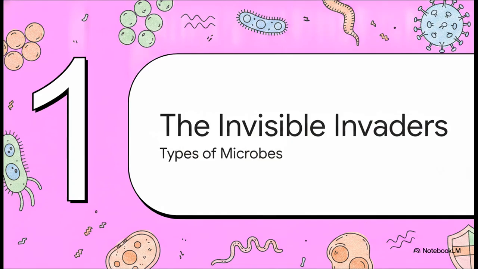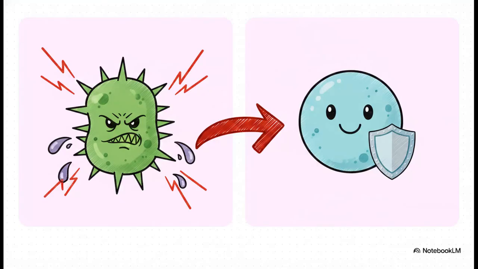Section 1. The Invisible Invaders. Okay, let's dive into this. We need to draw a sharp contrast right off the bat. On one side, we have our pathogenic microbes, the bad guys that invade hosts, damage tissues, and produce dangerous toxins. But it's vital to remember that not all microbes are out to get us. On the other side are non-pathogenic microbes. These are the good guys, or maybe just neutral bystanders, that live harmlessly within us and often provide massive benefits to our bodies. Today, though, our focus is squarely on those invaders.